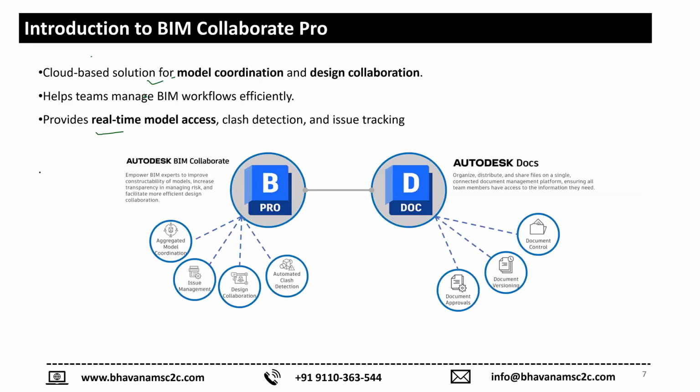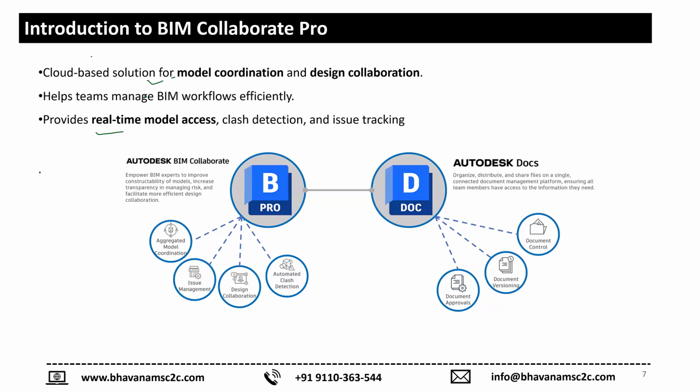Now coming to BIM Collaborate Pro, or ABC Pro, what we call Autodesk BIM Collaborate Pro. It is also a cloud-based solution. It is one of the tools of ACC, and it is a cloud-based solution for our model coordination and design collaboration. Right? It helps us to provide real-time model access.